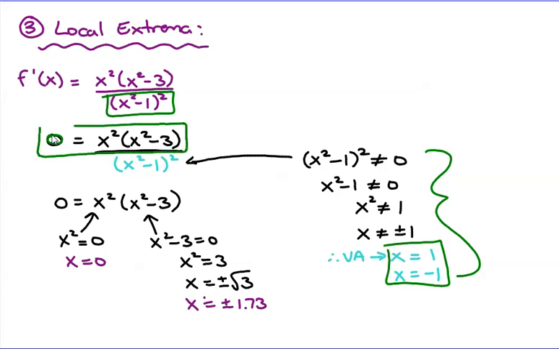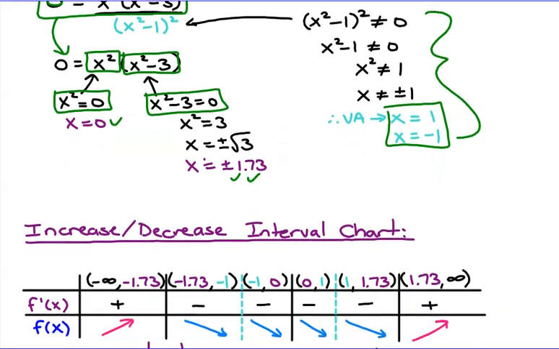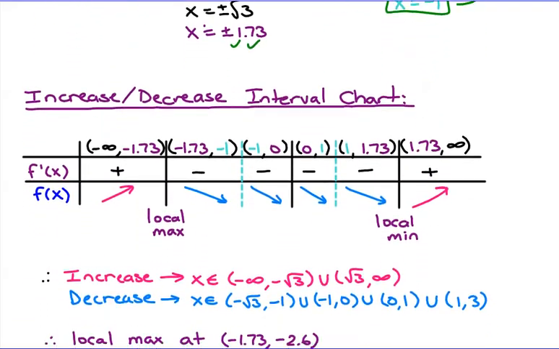Finding your critical values means just taking a look at the numerator. So x squared, and then in brackets x squared minus 3 equals 0. You're going to start to break that up. This is going to equal 0, and this is going to equal 0. Solve for your x, and those are going to be your critical values. So it looks like we have 1, 2, and 3. All right, so that's great. That means that we have maxes or mins at those specific x values. But how do we know if they're maxes, and how do we know if they're mins? That's why you actually have to do increase and decrease interval charts.